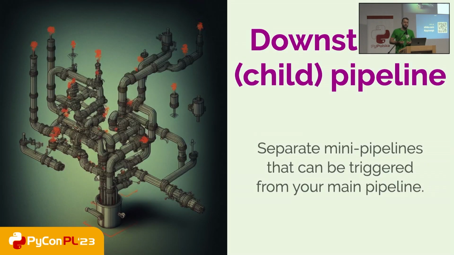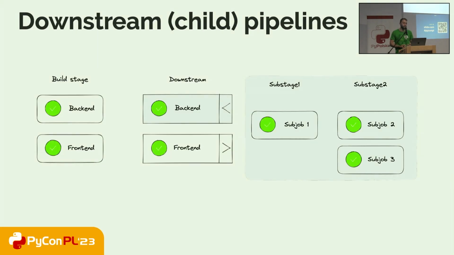So directed acyclic graphs are cool, but if you have a lot of jobs and you start connecting them throughout your whole configuration, it might be hard to follow what's going on. So instead of doing that, you can group some jobs together and create mini pipelines that can be triggered from your main pipeline. For example, let's say you're working on a project that uses a separate stack for backend and for frontend. That could be, let's say, Django REST framework on the backend with React on the frontend.